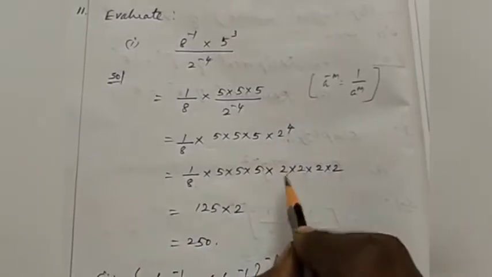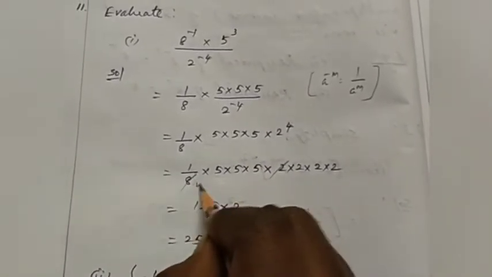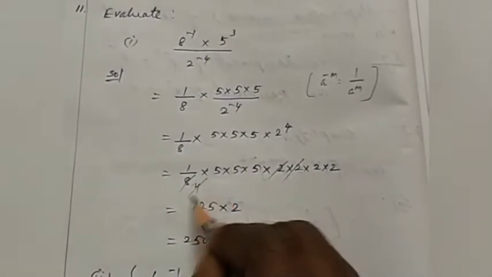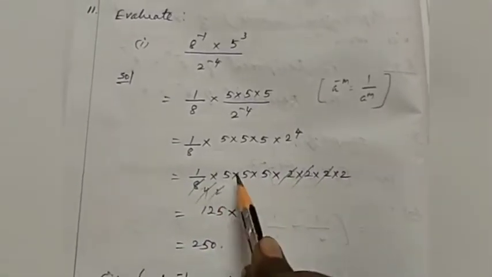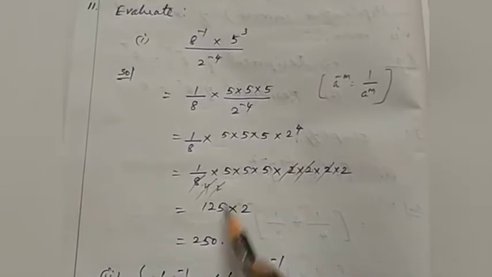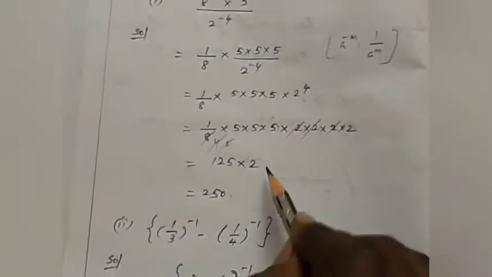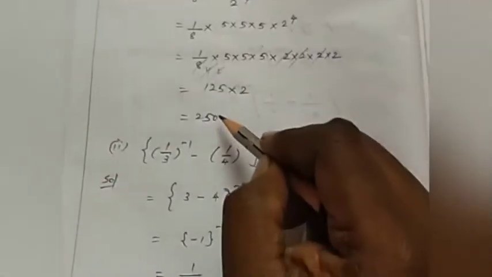So simplify. 1 2 is 2, 4 2s are 8. 1 2 is 2, 2 2s are 4. 1 2 is 2. So 5 into 5 into 5 is 125, into 2. 125 into 2 is 250.